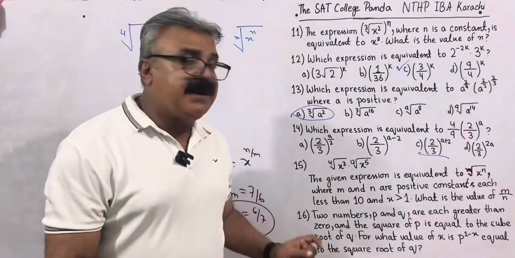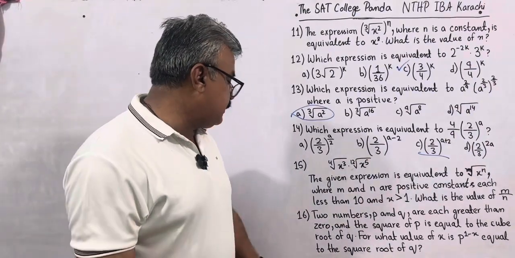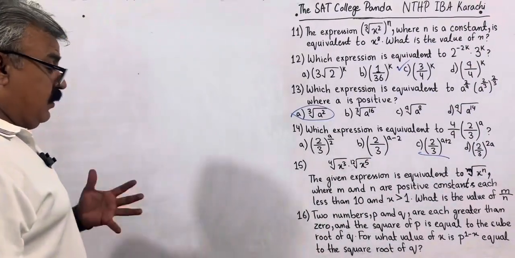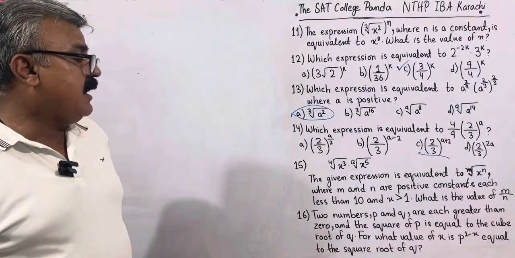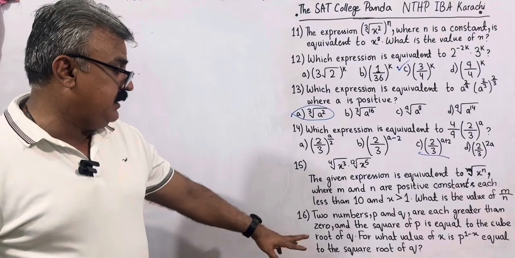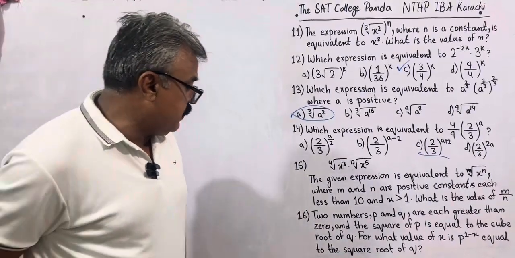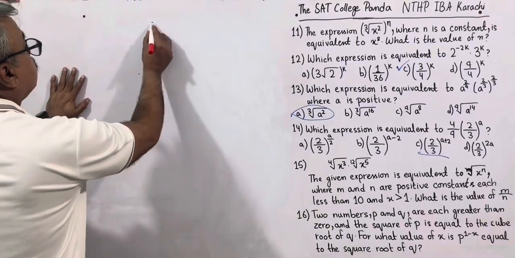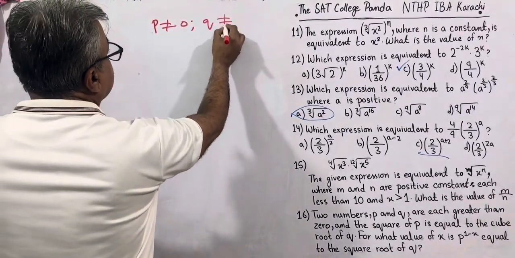Moving towards the next question, question number 16, the last one. But a good question. Two numbers p and q are each greater than 0. Each greater than 0 means p and q are both non-zero: p does not equal 0 as well as q does not equal 0.